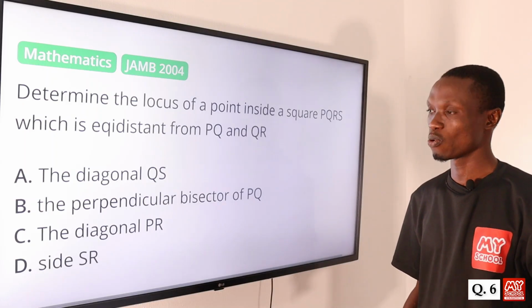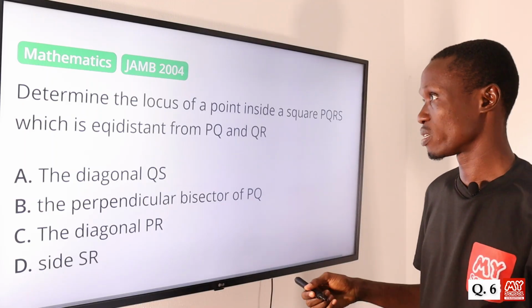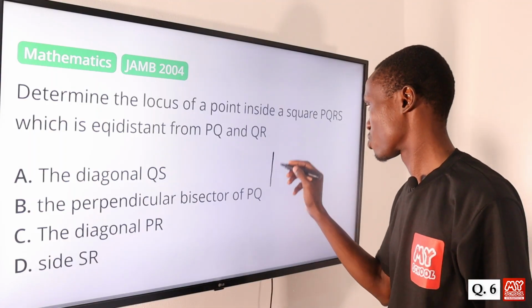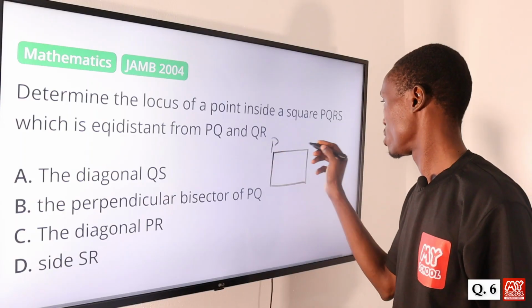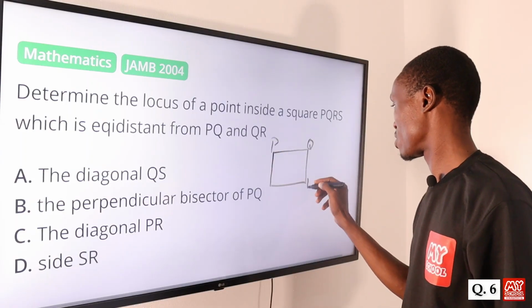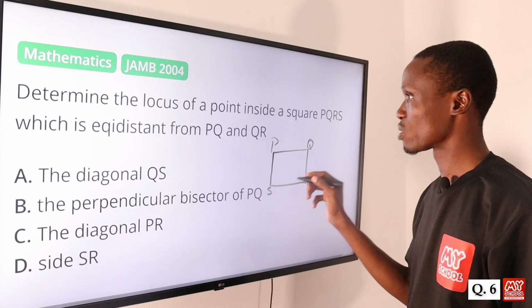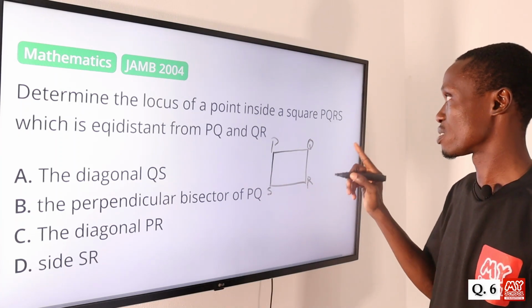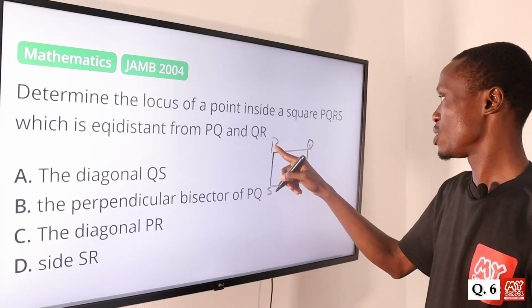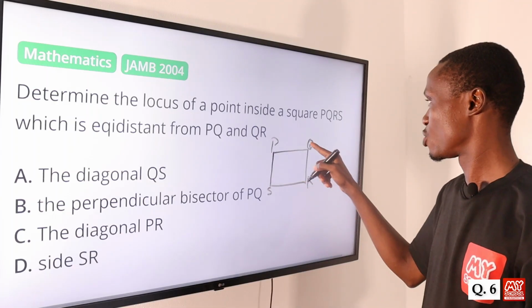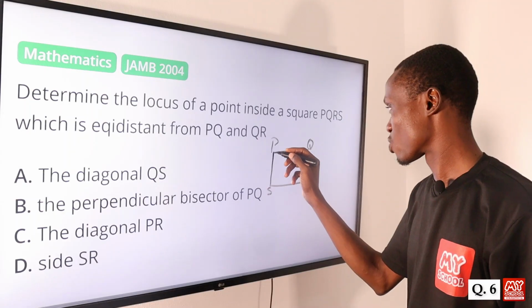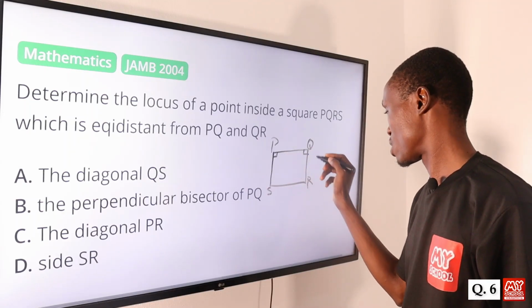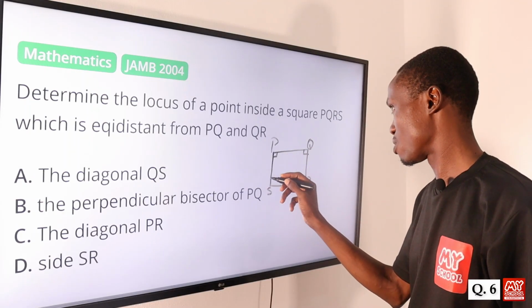Question 6. Determine the locus of a point inside the square PQRS, which is equidistant from PQ and QR. So let's just make a sketch of the square. So the square, remember all the sides of the square are equal. So you'll be having P, you'll be having Q, you'll be having R, and you'll be having S. So these are the points inside the square, which is PQ and QR, right? Now remember that each angle of a square is equal to 90 degrees. So here will be 90, here will also be 90, here will also be 90.